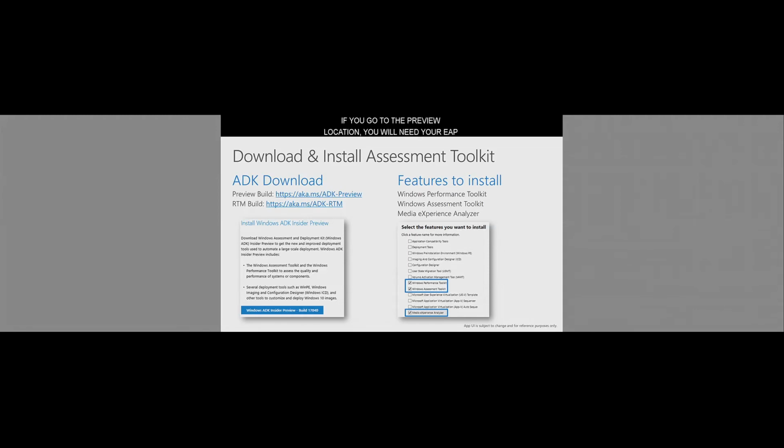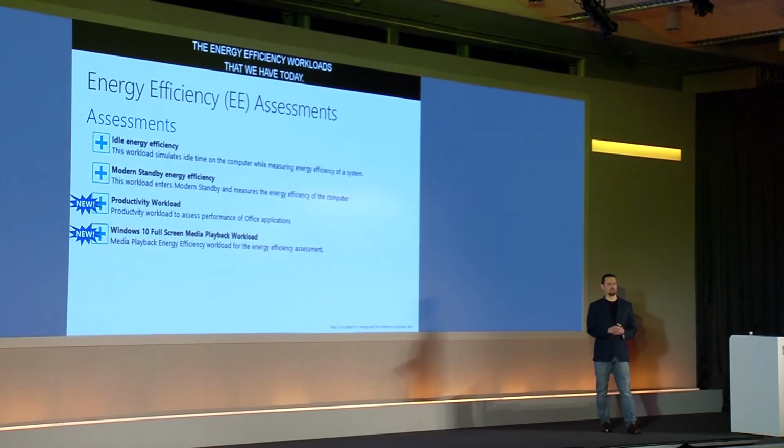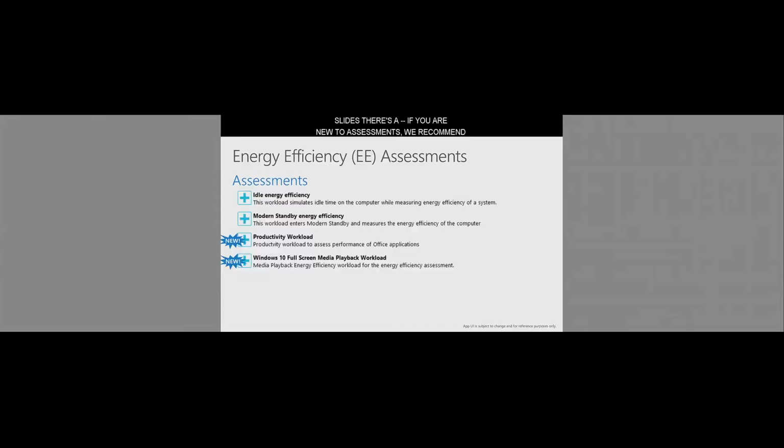If you're interested in checking out the latest assessment toolkit and analysis tools, the screenshot on the right highlights the 3 components that you need to install in order to use all these tools that we're talking about. So here's just a quick look at the energy efficiency workloads that we have today. In addition to the assessments we discussed in previous slides, there's an energy efficiency workload for system idle and modern standby. If you're new to assessments, we recommend you start out using the full screen media playback or idle energy efficiency workload, because those are pretty straightforward and it gives you quick information and logs back.